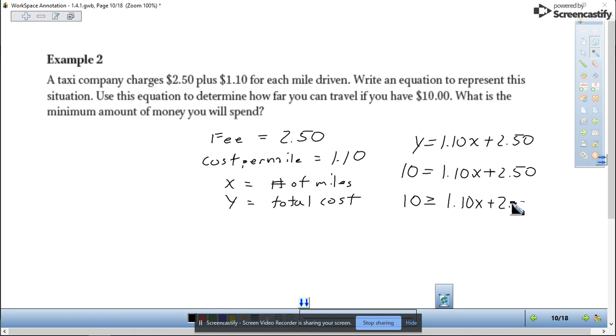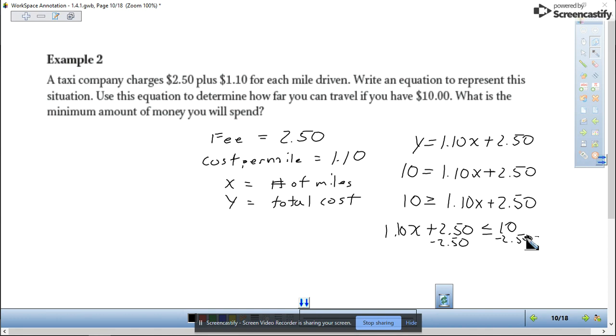Some of you probably don't like it written that way. Some of you probably want to flip it around, so I'm going to do that. 1.10x plus 2.50 has to be less than or equal to your $10. Those two things say the same thing. They're identical. Now, from there, we could go through and solve it. Subtract 2.50.